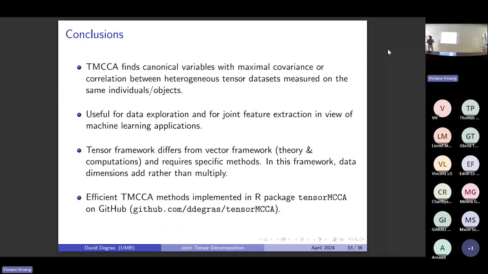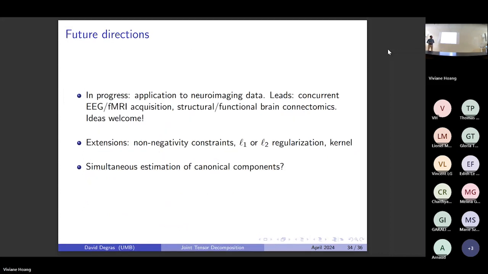What I tried to emphasize is that working with tensors is different from working with vectors, and you really need some specific methods and also some specific theory for the methods and models. And one good thing about tensors is that the dimensions of the tensor add rather than multiply when you vectorize things. And so we have a young but highly optimized R package to implement all those methods.